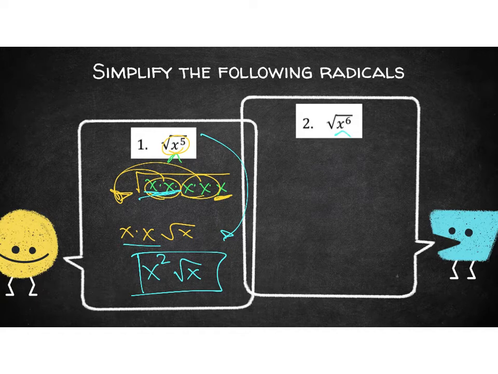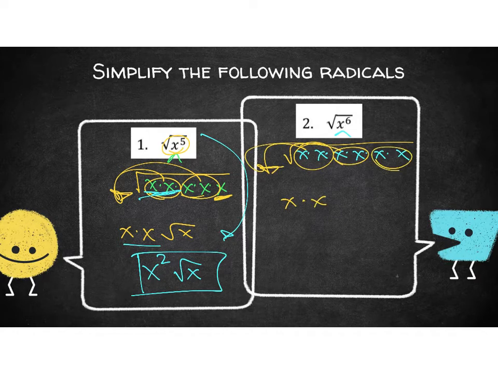Now I have 6 factors of x. 1, 2, 3, 4, 5, 6. So now when I put those under the radical, I have this factor pair of x's, I have this factor pair of x's, and I have that factor pair of x's. That x times x times x is the same thing as x to the third. I took everything out from under the radical. There's nothing left over, so that's my only answer. There's no more radical piece to that expression.